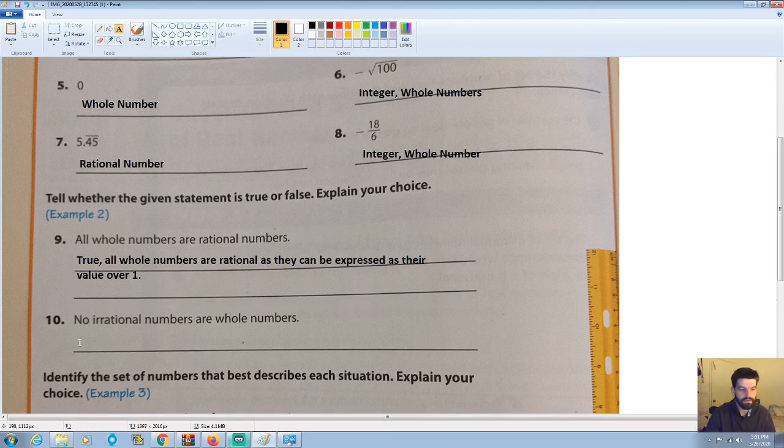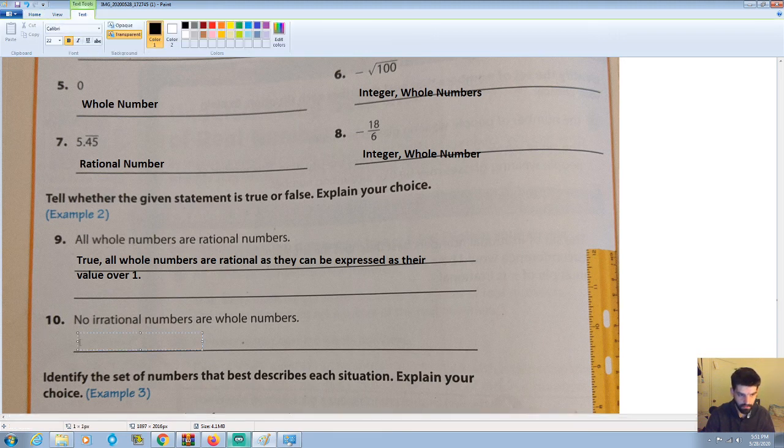No irrational numbers are whole numbers. So what this is asking you is that no possible irrational number is a whole number, and that is very true. So no irrational numbers are whole numbers. It's worded kind of weird or strange, so you want to be careful with these verbal ones too, because of just the way it's worded.